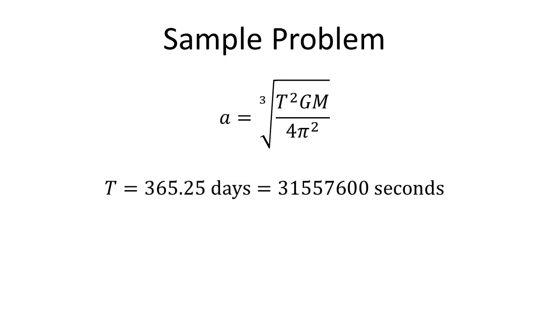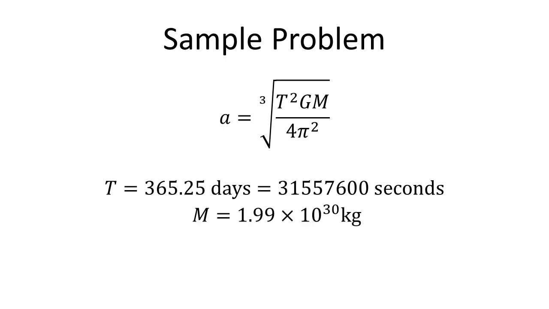Kepler's laws are useful for calculating distances in space. For example, to determine the length of the major axis of the Earth's orbit, you would write the expression for T in terms of a, the length of the semi-major axis. The period of the Earth's revolution is 365.25 days, or 31,557,600 seconds.